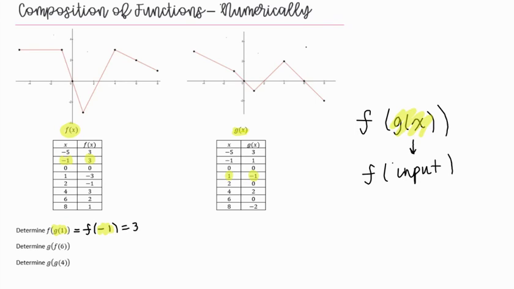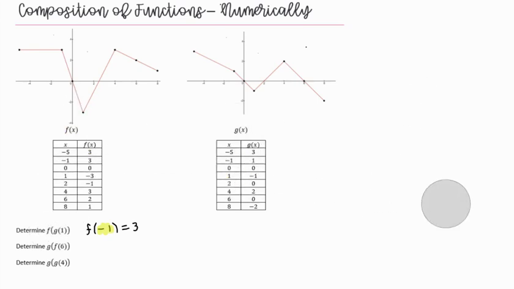For my second question, the concept is the same. However, now my interior function is f. So I need to just be a little bit careful about where I'm looking here. So it looks like the first thing they're asking me to find is what is f of 6. So I'm going to go to my f table of values, find when x is equal to 6, and I'll find that the output value is 2.